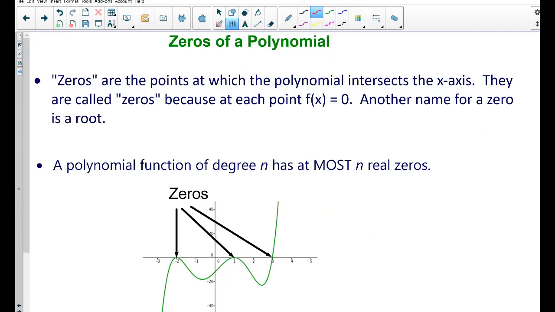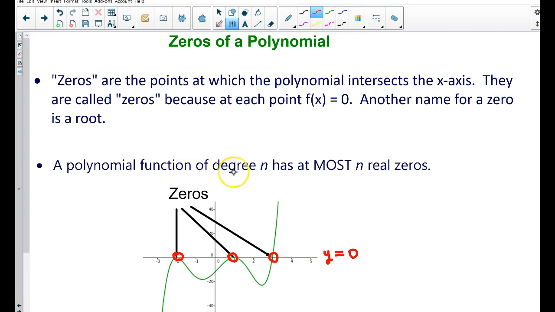Zeros are the points where the polynomial intersects the x-axis. So we have it intersecting or touching here, here, and it passes through here. We're going to get into in a little bit what it means when it just touches the x-axis. The reason why they're called zeros is because they're actually touching the x-axis, and the equation of the x-axis is y is equal to 0.